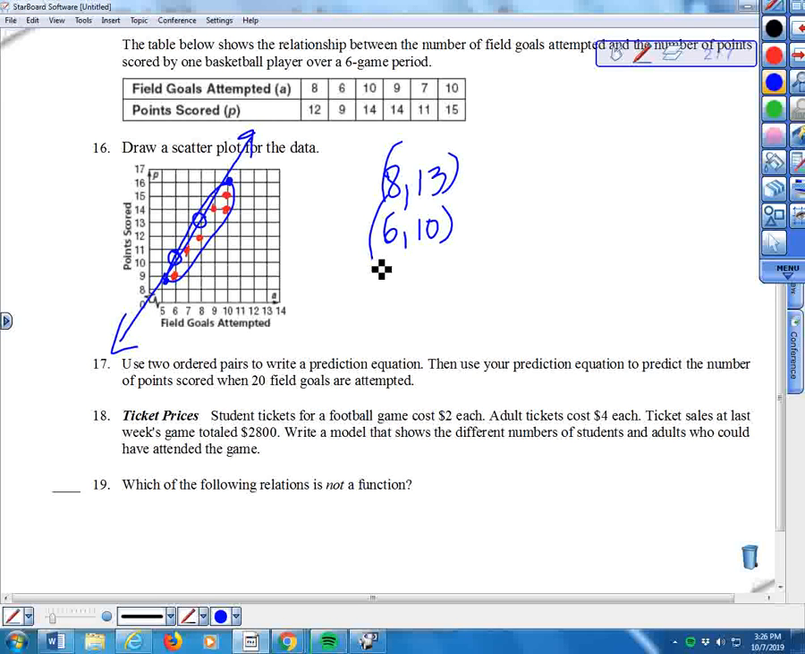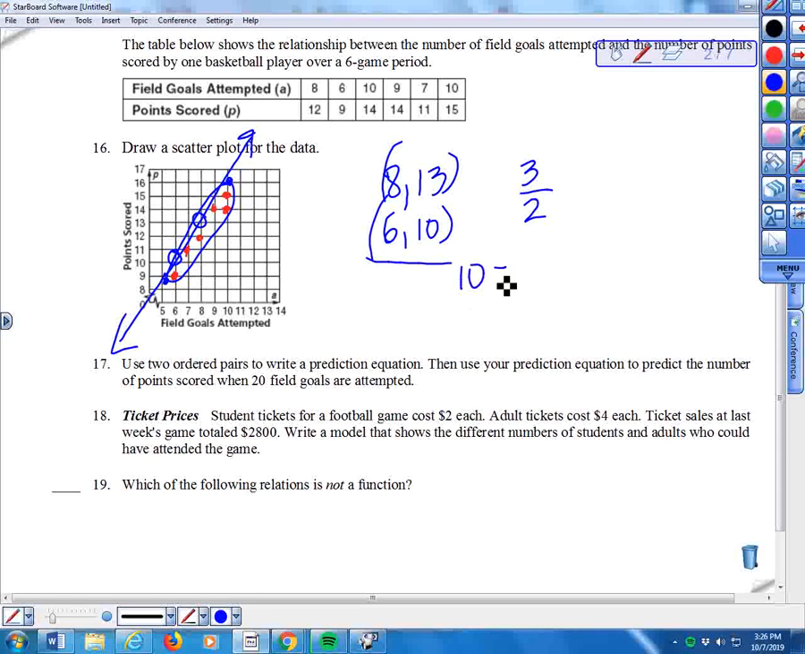Okay, so it says use two ordered pairs to write an equation. Well, I know how to write an equation if I have 2 points. We've already done that. Find the slope. 13 minus 10 is 3. 8 minus 6 is 2. There's my slope. Pick either one of these points.